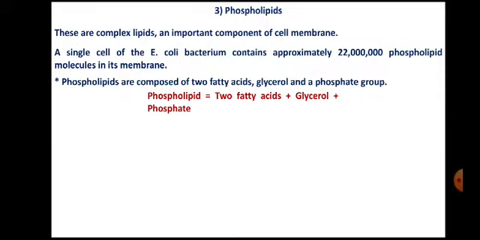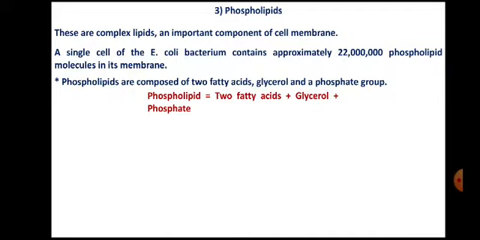These are found abundantly in the cell, and these are very important components of the cell. As an example of that, let us see what is the number of phospholipids in a small bacterium called Escherichia coli. It contains approximately 22 crores of phospholipid molecules in its membrane. So this figure signifies the importance of phospholipids in every eukaryotic and prokaryotic cell.